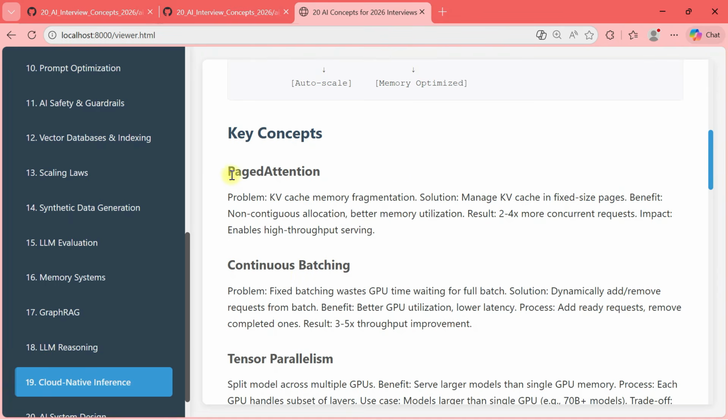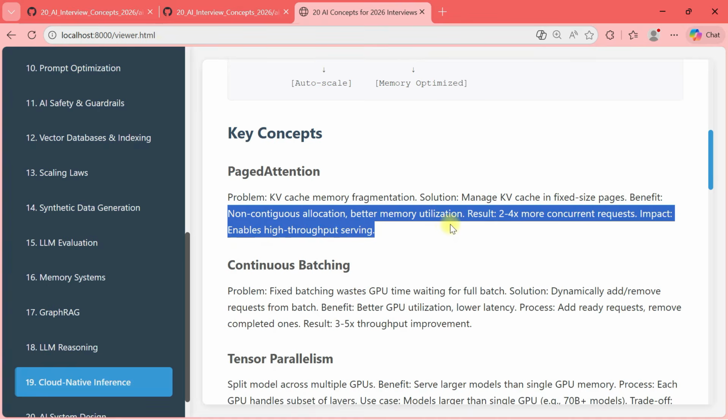Okay, paged attention is nothing but you store the KV cache page by page. Manage KV cache in fixed size pages. So what happens is, in your attention layer there is KV, right? That is getting managed page by page, and this is basically non-contiguous memory, so better memory utilization. As you can see here, better memory utilization, that's it.